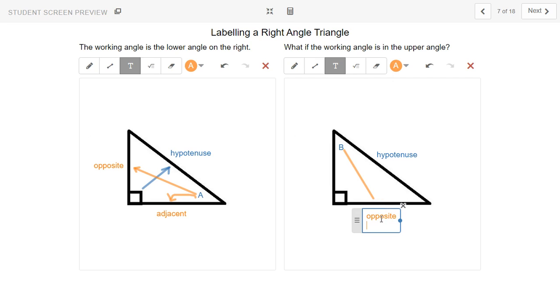I'm going to put a definition here. Across from the working angle. And we have the adjacent right here. So this is the side between the 90 degrees and working angle.